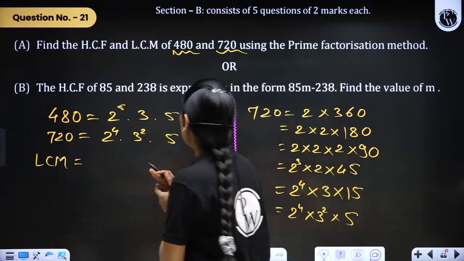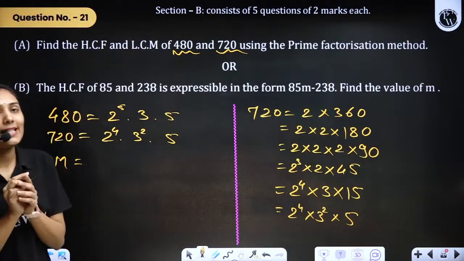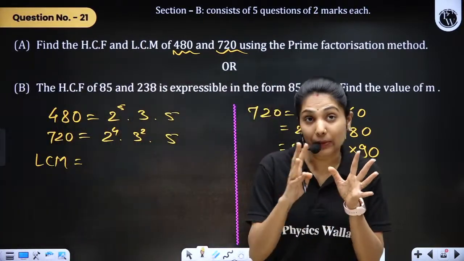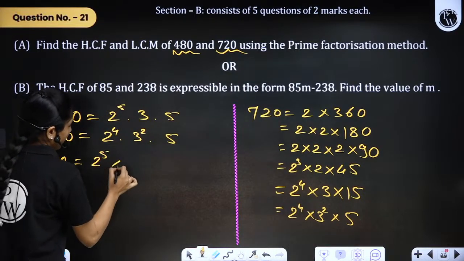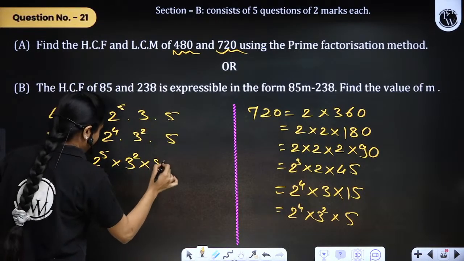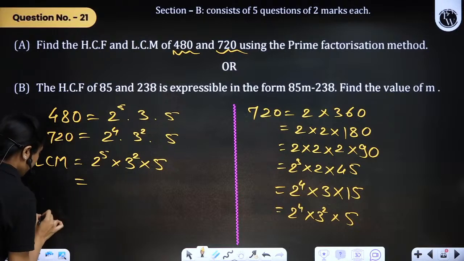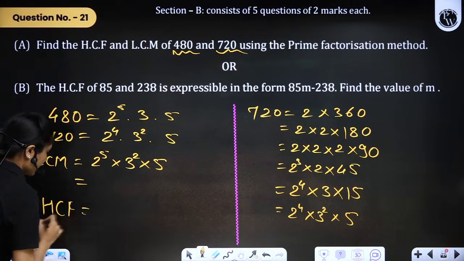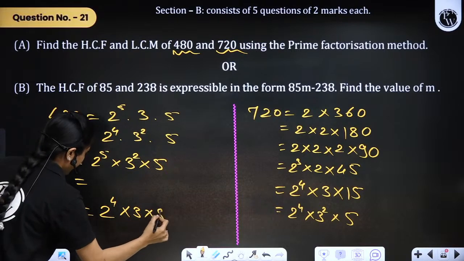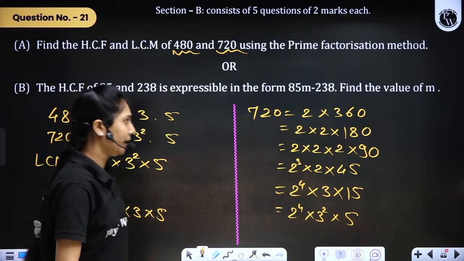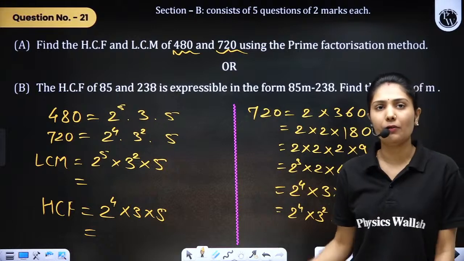Okay. So, if I'm talking about the LCM, we have to choose the higher power one, right? So, for LCM, it will be 2 to the power 5, 3 to the power 2 and 5. So, you can just calculate further. And HCF is the lower one. That means 2 to the power 4 into 3 into 5. That's the HCF. Okay. LCM and HCF. Now, first one is completed.